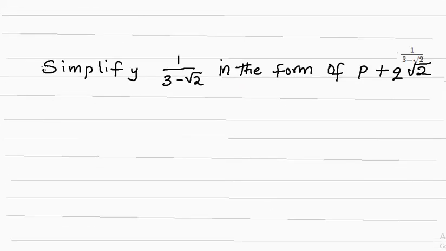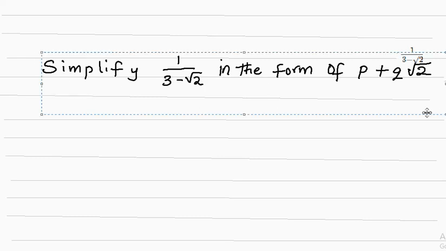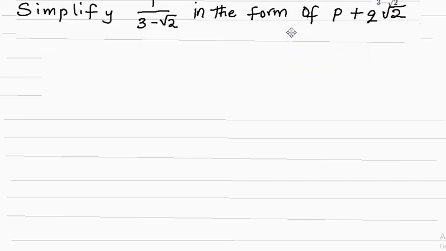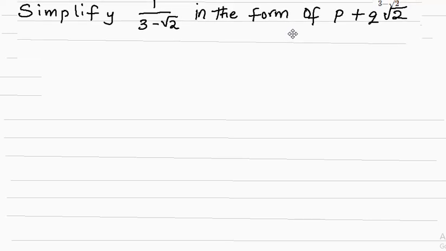Here we go. Now this one is a question from a solved question. So we have to simplify 1 over 3 minus root 2 in the form of p plus q root 2. So we are to simplify this particular surd, then express it in this form. Solution.